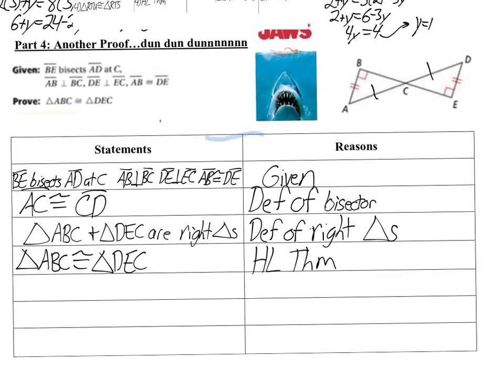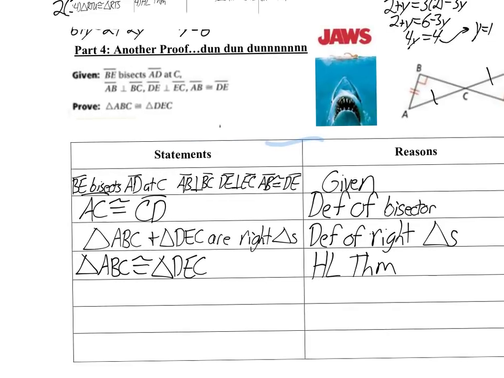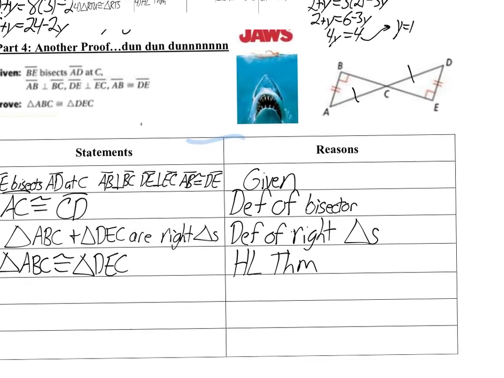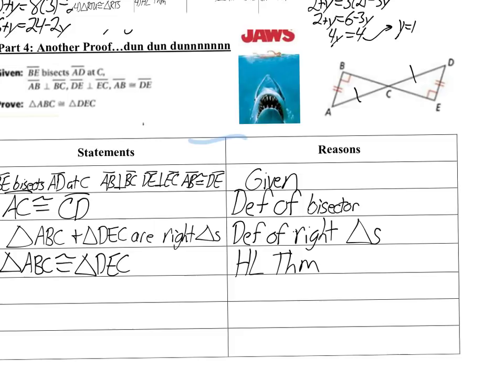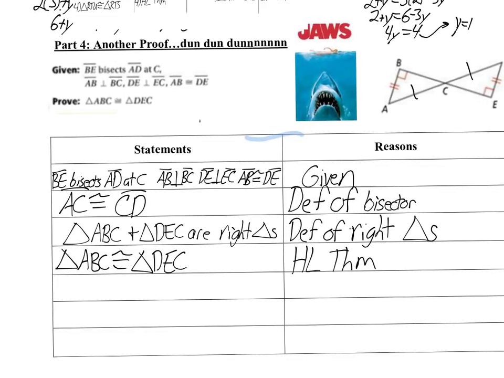Then I'm looking and I'm saying, okay, they said that, what was it? AB is congruent to DE. Yeah, that's already marked. So BE bisects AD at C. Bisects means it's cut in half, right? So that tells me that AC equals CD. So I went ahead and marked that on my picture, but I also wrote that as my next statement. So I said AC is congruent to CD. My reason is definition of bisector. Bisector says it is cut in half. So that means they have to be congruent to each other.